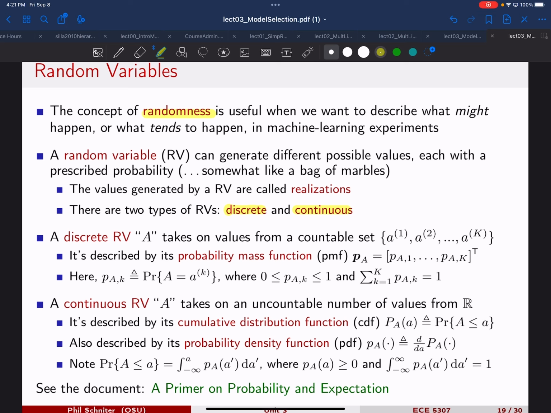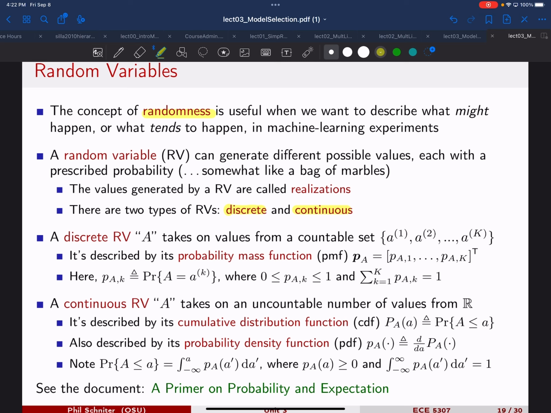On the other hand, continuous random variables, they're uncountable. They're something like the real numbers or the real numbers between 0 and 1. There's still an uncountable number of them in that interval. So that's the difference between discrete and continuous random variables.